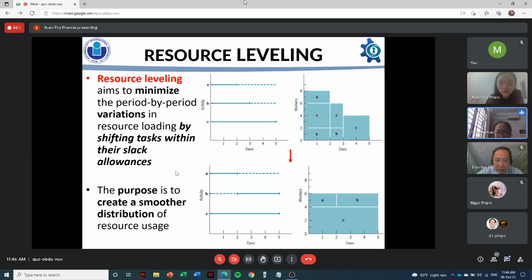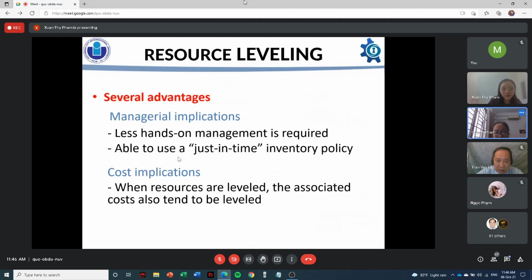Let's take the same example where there are two software projects, like I have just said. Resources are allocated to the project which needs to be completed first or which is on the critical path. From the above explanation, we can see that the purpose of resource leveling is to create a smoother distribution of resource usage. Next slide, please.